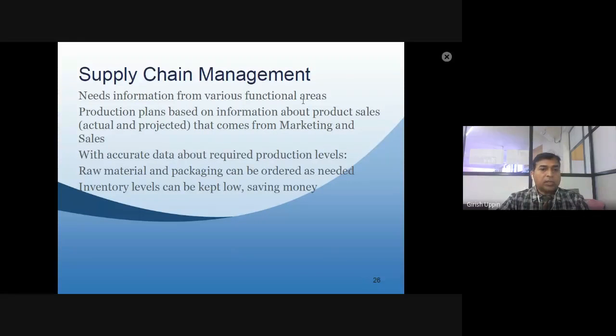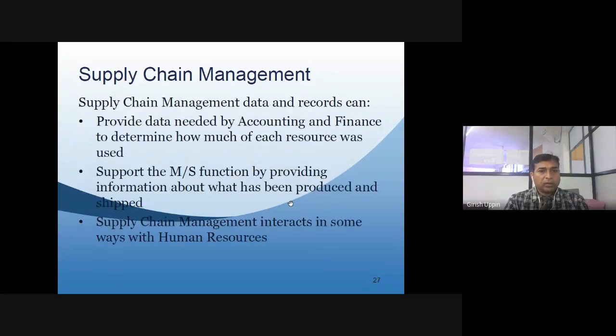As I told you, based on the sales predictions or the sales forecast, they will acquire the proper raw material and packaging material so that they can keep the inventory at the appropriate level. If you keep the inventory at the appropriate level, it will turn out as a saving in money. Supply chain management data and records can provide data needed by accounting and finance to determine how much of each resource was used. So whatever resources they have, how much is utilized, they have to give it to the accounting and finance team.